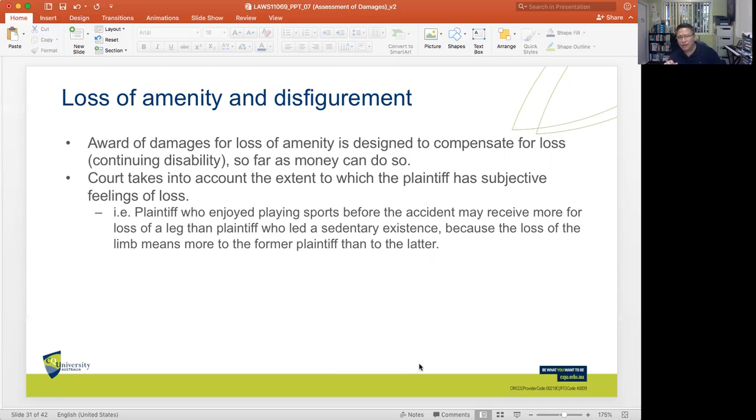Now, note though that the loss of amenity is about subjective feelings of loss, subjective feelings from the viewpoint of the plaintiff. So what happens where the plaintiff is comatose because of the accident? Because the person is comatose, it's difficult to say that there are subjective feelings of loss, right? He's unaware, he's comatose, in a coma.